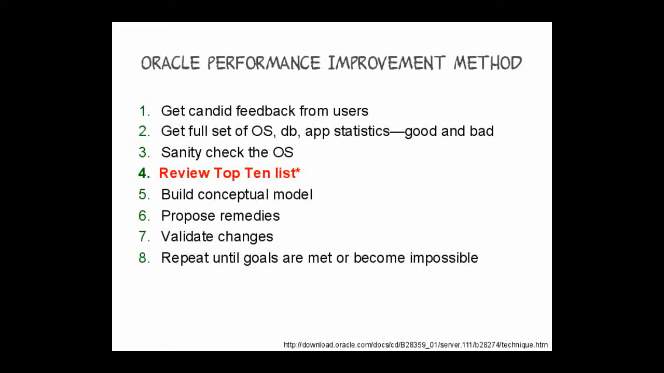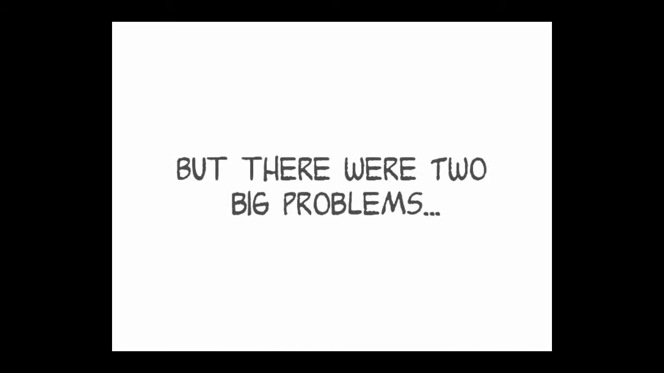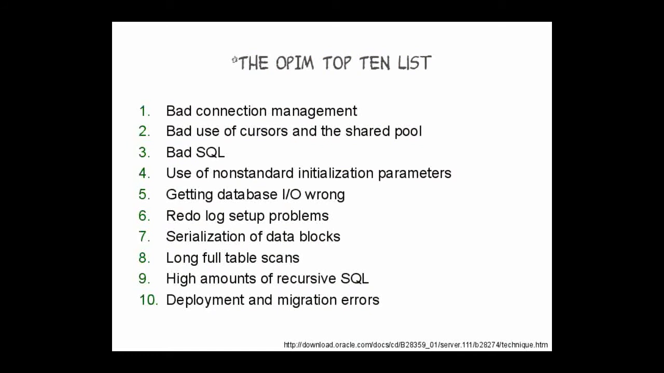And if you go look at the top 10 list, you see 10 ways that people commonly mess up their applications. And of course, every one of these things is just horrible and stupid, and you don't want to have a system that does any of these things. But there are 2 big problems with that method. One was, what if your problem is number 9? Do you really want to spend the time it takes to go through 1 through 8? Let me show you what 1 through 8 were.